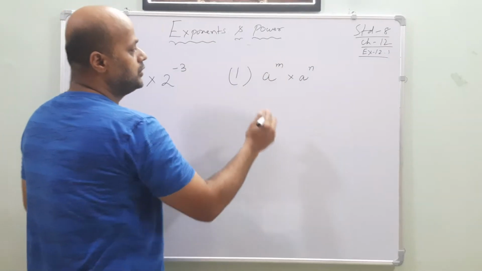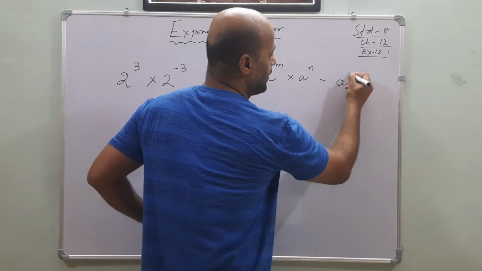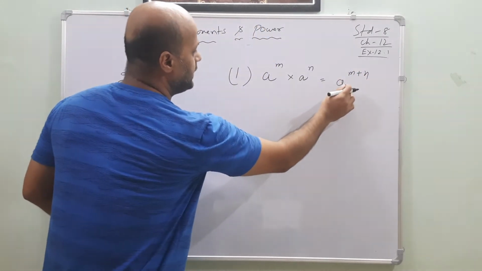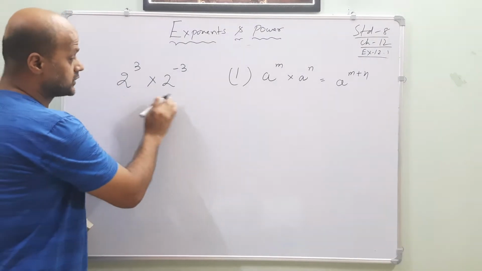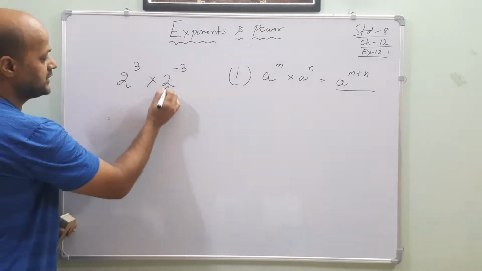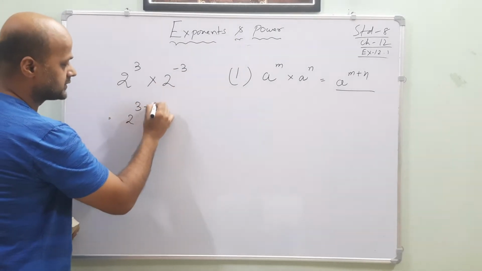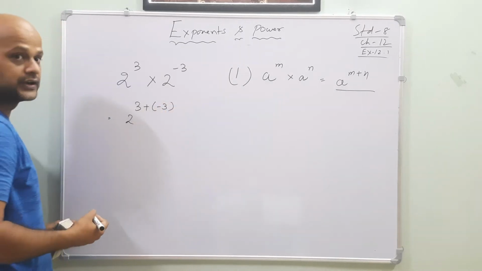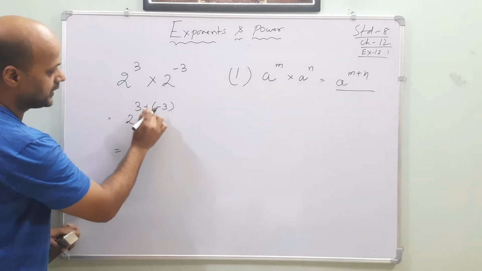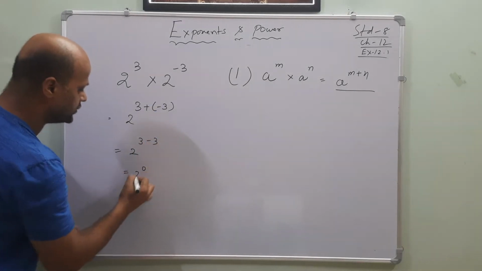Okay? So now, if it is like this, the rule is saying that a to the power of m plus n means you have to arrange the total in this form. Okay? So a is what? A is common. M is 3 plus minus 3. Okay, like this. Now solve: 2 to the power of 3 plus minus 3, 2 to the power of 0.